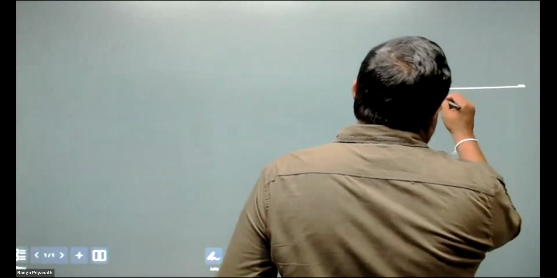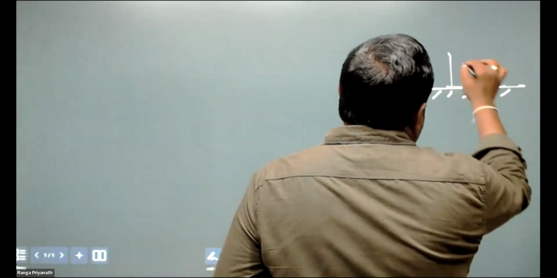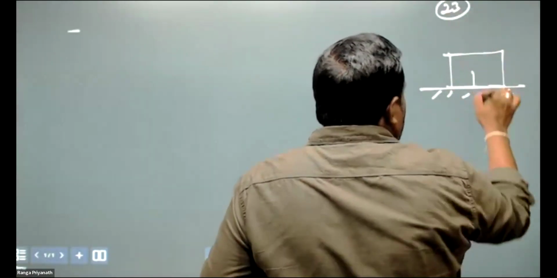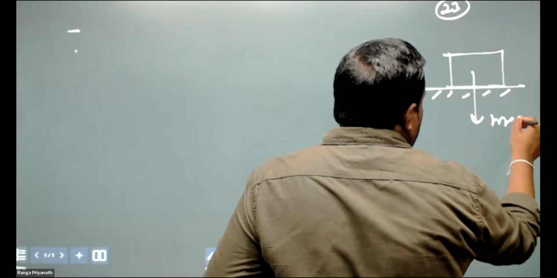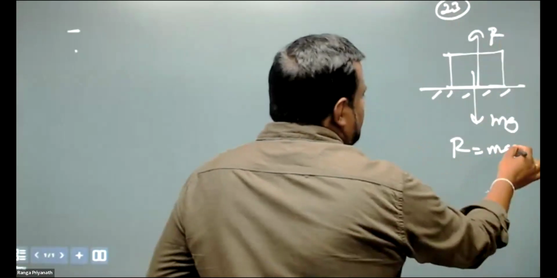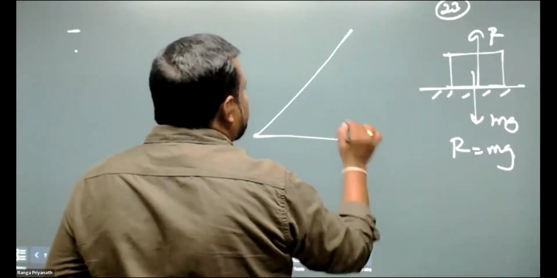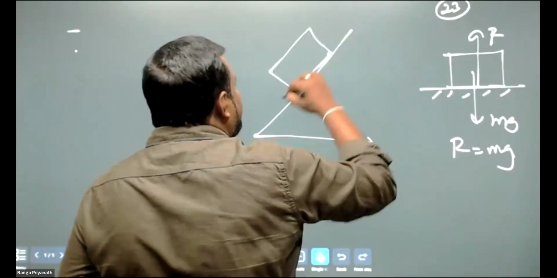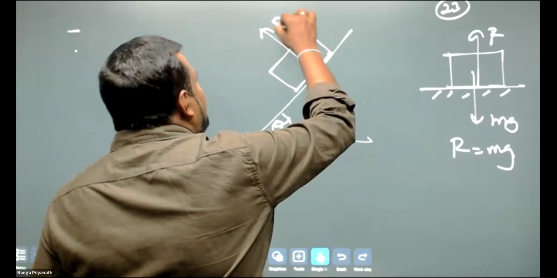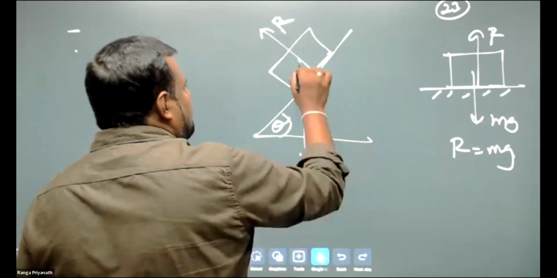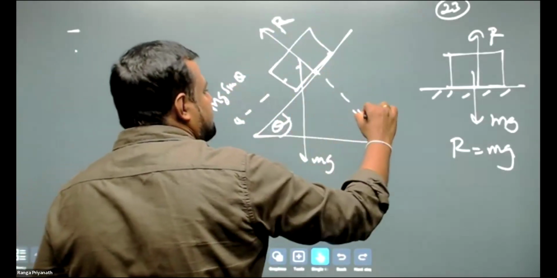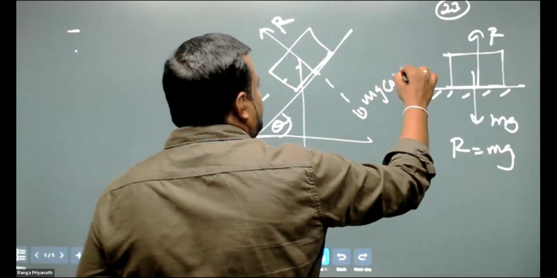Let's say you place an object like that. You're answering question number 23. So this is Mg. This is the normal reaction R. R is equal to Mg. Now you are all taking the same surface, but with the angle theta. This is now R. This is Mg. When I resolve towards that, I'm getting the sine term. This is Mg cos theta.